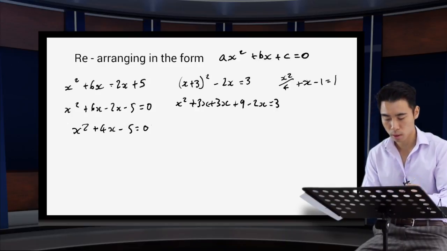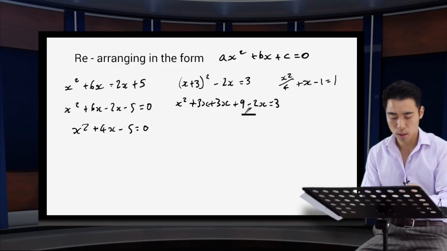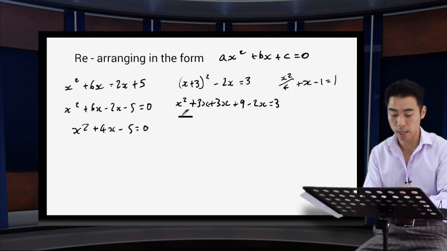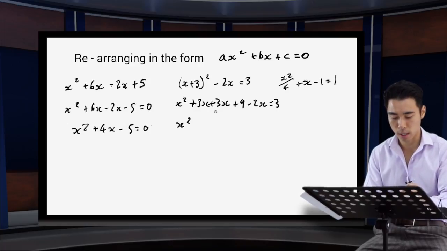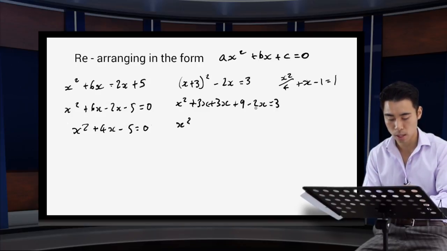So now, this should look a little bit friendlier. We're just going to tidy this up. So we have x squared. I'm just going to collect together my like terms. So I've got plus 3x minus 2x. So that's plus 6x minus 2x, plus 4x.